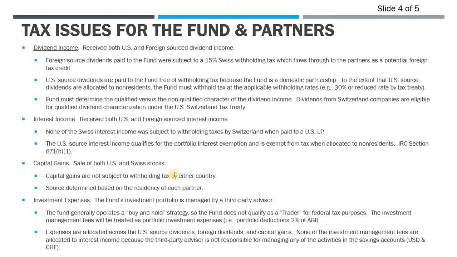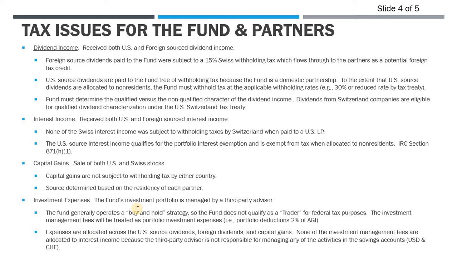The capital gains, going back to the personal property sourcing issues, right? We're going to have the sale of both U.S. and Swiss stocks. Neither of these capital gains in either country are subject to taxes in that country. And the source, again, is going to be determined by the residency of each partner. And so I'll show you on K-2 and K-3 where we make that, basically what column we add that to, to make it clear to the partners that the sourcing has to be done on their side, right? We don't make that determination at the partnership level.